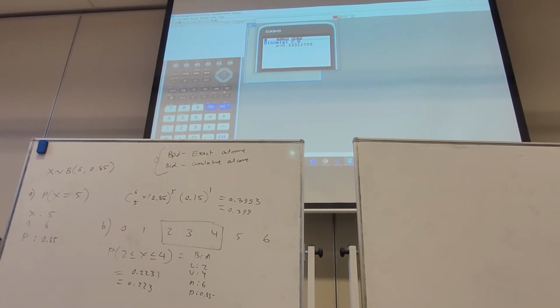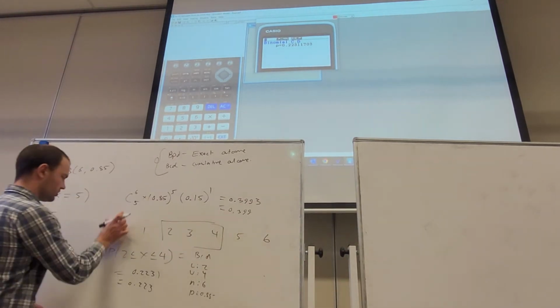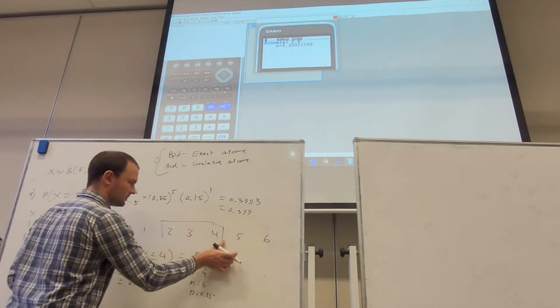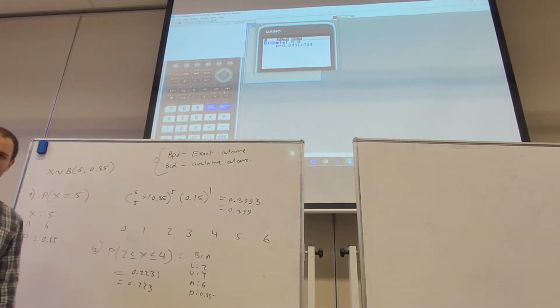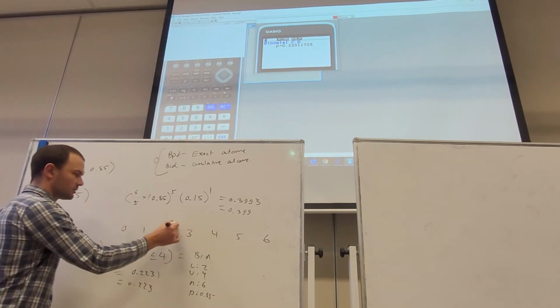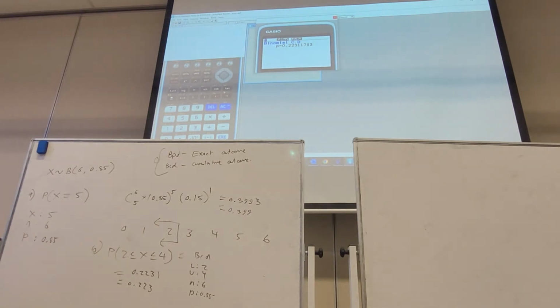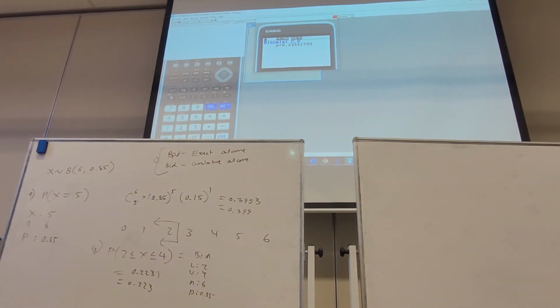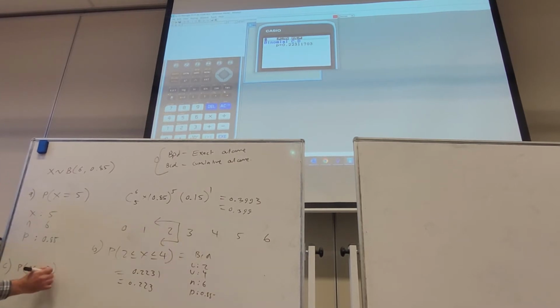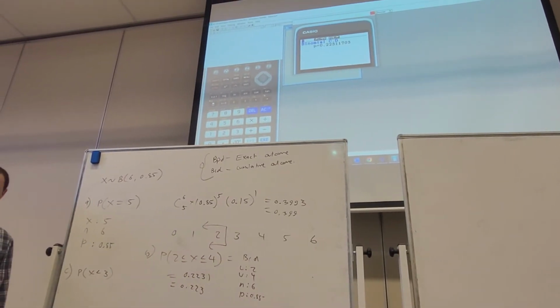Okay, C, less than 3 seeds, okay? So I might just shove that B down actually, and this is describing all possible events, isn't it? 0, 1, 2, 3, 4, 5. If it says less than 3, that means 2 or less. Okay, so it means 0, 1, or 2. Now I'm going to show you the other procedure we can use on our calculator. This one's a little bit faster if you can get in the habit of doing it. So C, we're calculating the probability of x being less than 3. Okay, it has to be under 3.